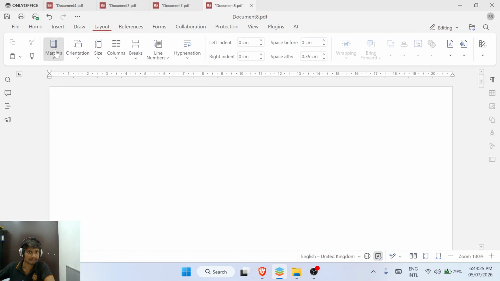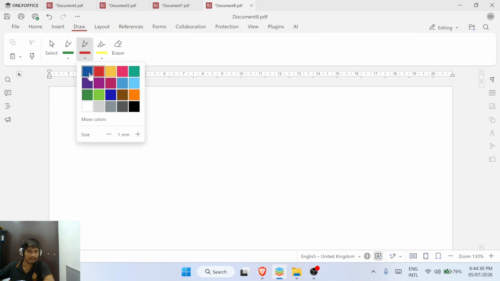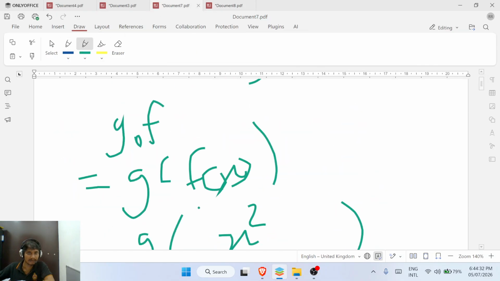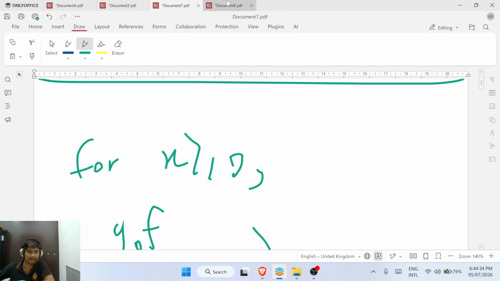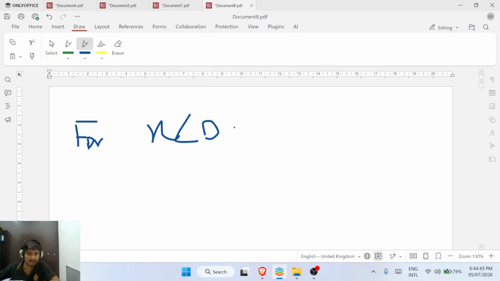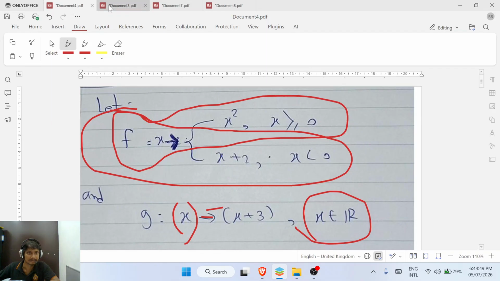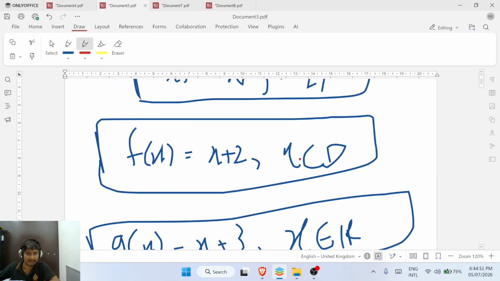Now we have found g of f of x for x greater than or equal to 0. Now we have to find it for x less than 0. For x less than 0, f of x is equal to x plus 2.